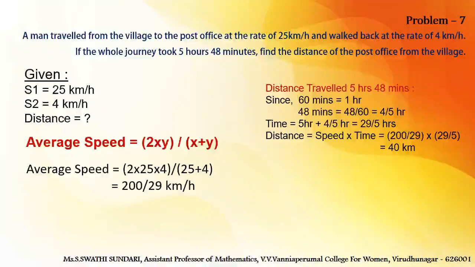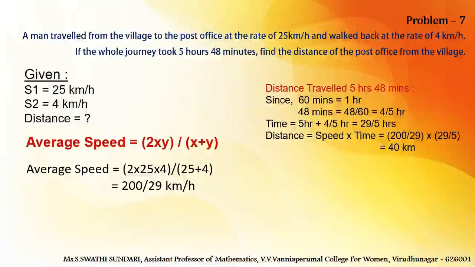So the time will be 5 hours plus 4 by 5 hours, which is equal to 29 by 5 hours. So the distance formula we already know is speed into time. The speed value is the average speed value, that is 200 divided by 29 km per hour, and time is 29 by 5 hours. Then we can calculate the distance, that it will be 40 km. So here the total distance is 40 km.